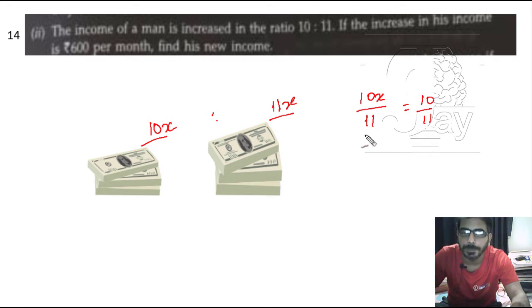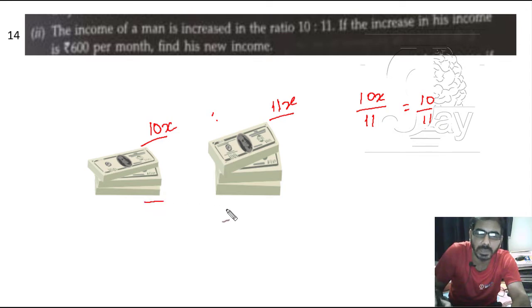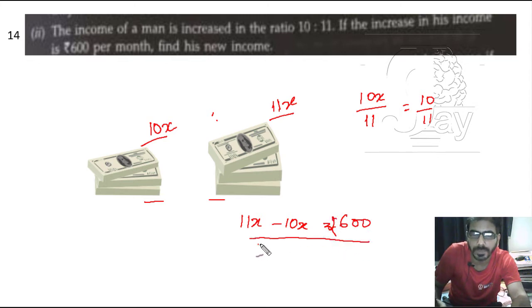Now what we need to know is the difference is given. So if I subtract the earlier money from the new money amount, that means if I subtract 10x from 11x, what we get is the increment amount, so 600 rupees. So this is the condition you have. You can easily find x now.